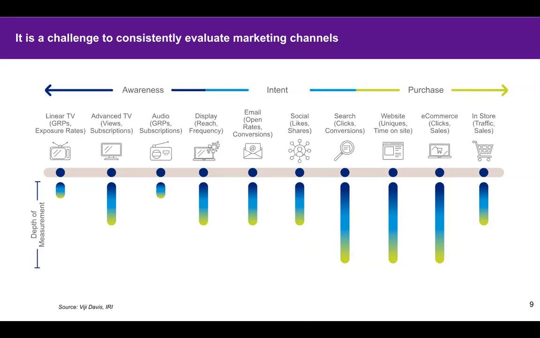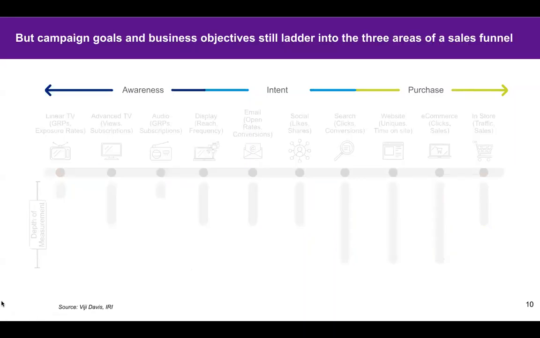All these channels are expected to work together because the consumer is looking at all these ads, but the way that we measure that is disparate. And the depth of tools that are available for measurement are all disparate. Linear TV, or your traditional TV, is typically not really looking at sales and conversion rate, not at all like how deep you can get with search, websites, or e-commerce, for example. And so it's really tough to align these campaign goals and business objectives across an omni-channel strategy.